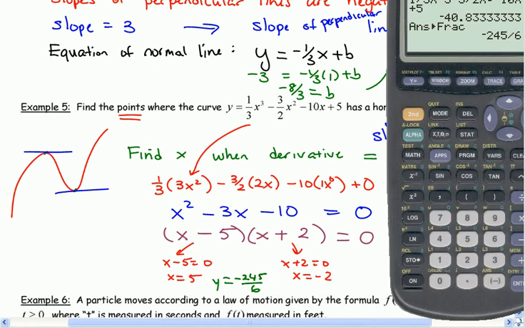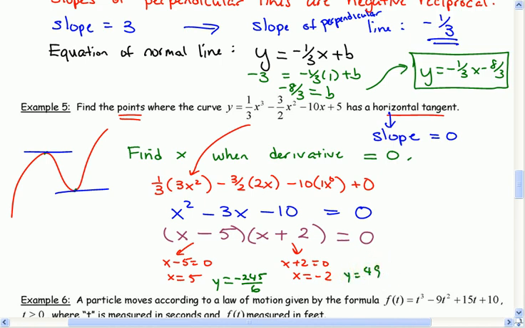And then for negative 2, I'll do the same thing. I'll store that as x. I will recall. How do I change to a fraction? Oh, I'll show you. Press math. Then choose number 1. Then press enter. 49 over 3. So your two coordinates then are 5, comma, negative 245 over 6. And then negative 2, comma, 49 over 3.